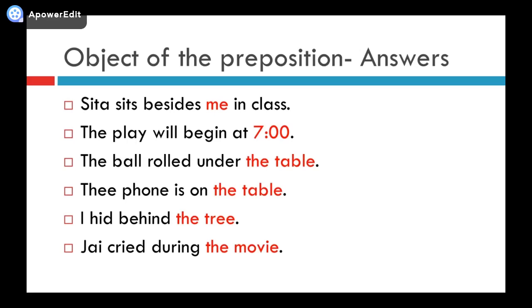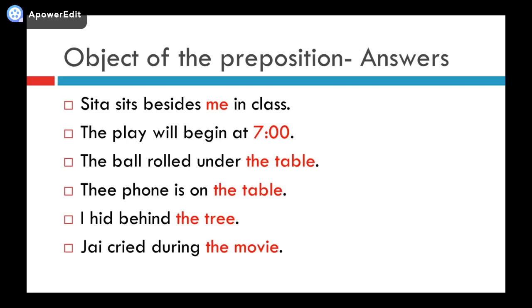The play will begin at 7. At is your preposition and just immediately write 7. Okay. The ball rolled under the table. So under is your preposition. Under the table, immediately right-hand side of under. So the table, that is your object of the preposition.